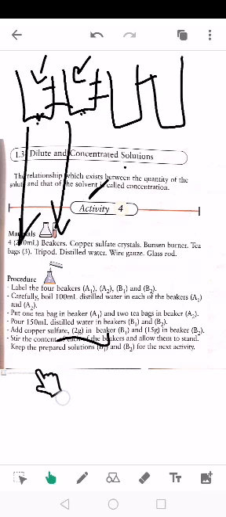So they tell us to stir the content of each of the beakers and allow them to stand. We have to mix the content of this beaker and to mix the content of this beaker in order to allow the copper sulfate to dissolve in the liquid or in the distilled water. Keep the prepared solutions B1 and B2 for the next activity.